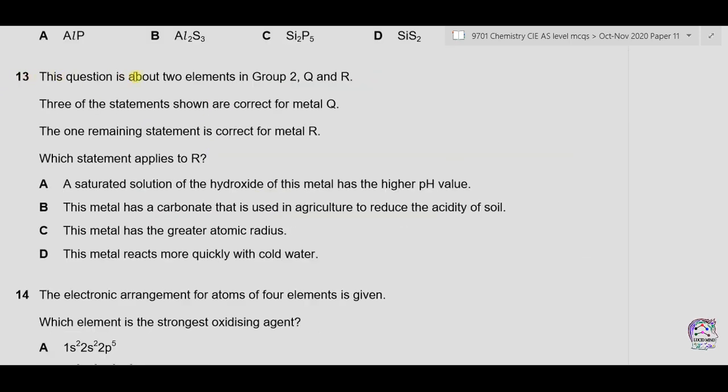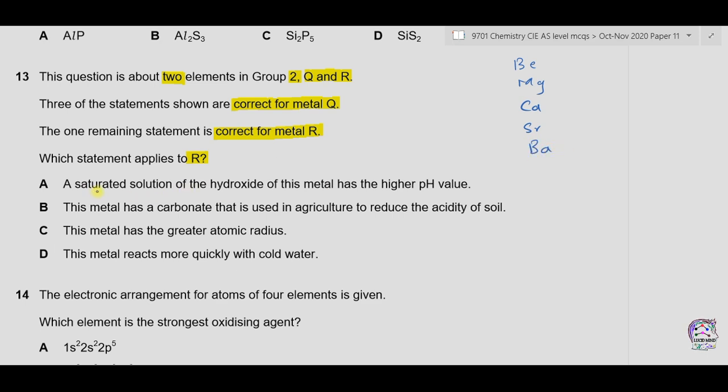Question 13. This question is about two elements in group 2, Q and R. Three of the statements shown are correct for metal Q. The one remaining statement is correct for metal R. Which statement applies to R? Let's first write the elements of group 2. We have beryllium, magnesium, calcium, strontium, and barium.